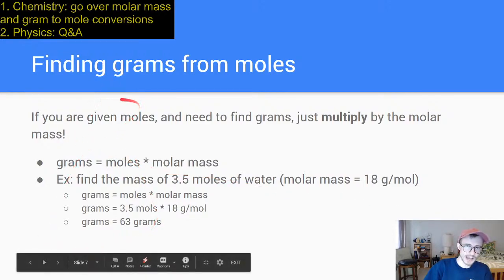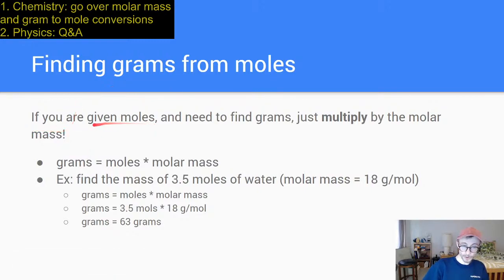So let's start by finding the grams if you already have the moles. I think this is the little bit easier way. So if you're given moles, you already know how many moles you have, and you need to find grams, all you have to do is just multiply by the molar mass, which is pretty simple. So this is the formula here, grams equals moles times molar mass.